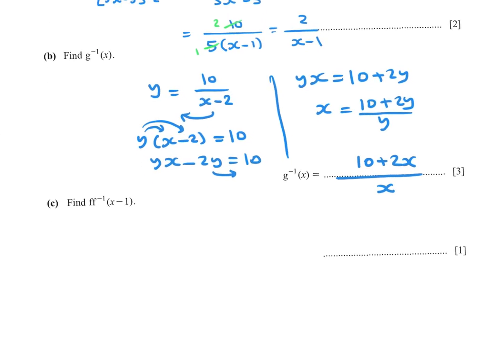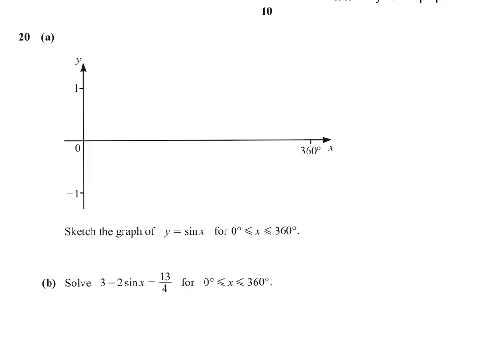Now for c, if the function and the inverse cancel each other, the answer is x minus 1. If you have f negative 1, g negative 1, h negative 1, they cancel each other, so the answer is x minus 1. Number 20, sketch the graph y equals sine x from 0 to 360.